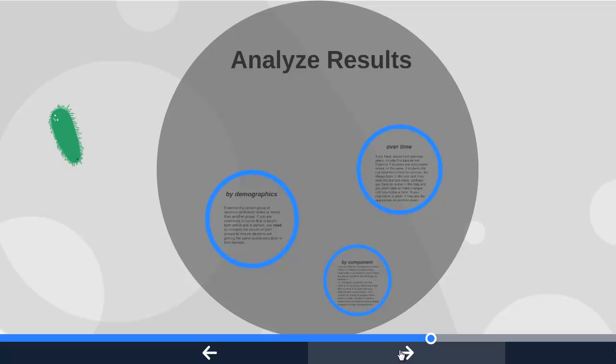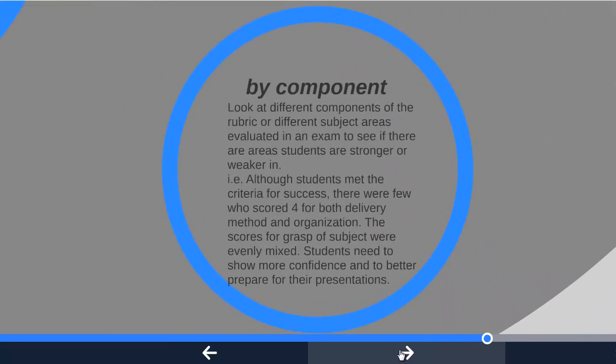The most common way to do this is by component. Look at the different components of the rubric, or perhaps different subject areas evaluated in an exam, to see if there are areas students are stronger or weaker in. This might be something you naturally do but don't think about it. Are there questions on an exam that most students missed? What did they cover? Include those in your summary.